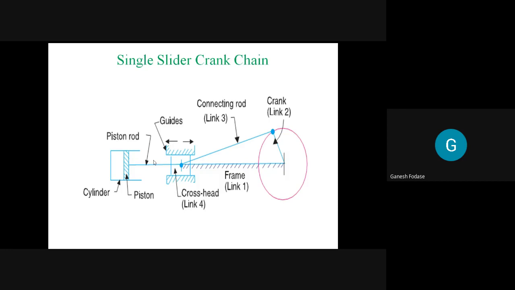Yes, sir. Okay. Now what happens if you fix different links? Instead of the frame, if you fix link number 2, if you fix link number 3, or if you fix piston 4, then what are the different inversions possible and what are their applications? That we'll see in the next part.